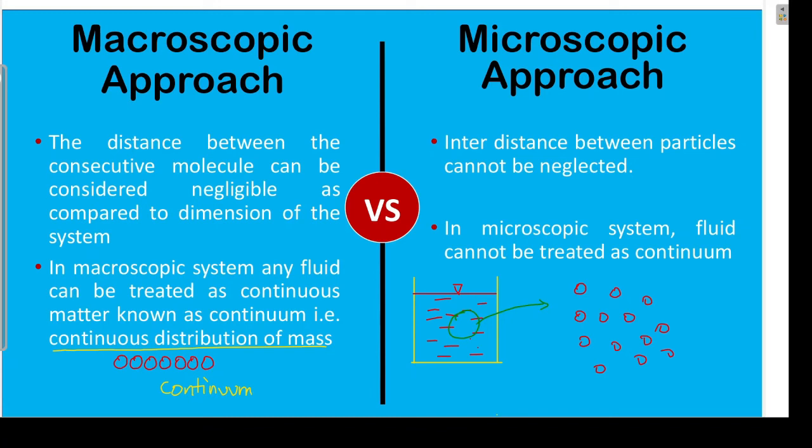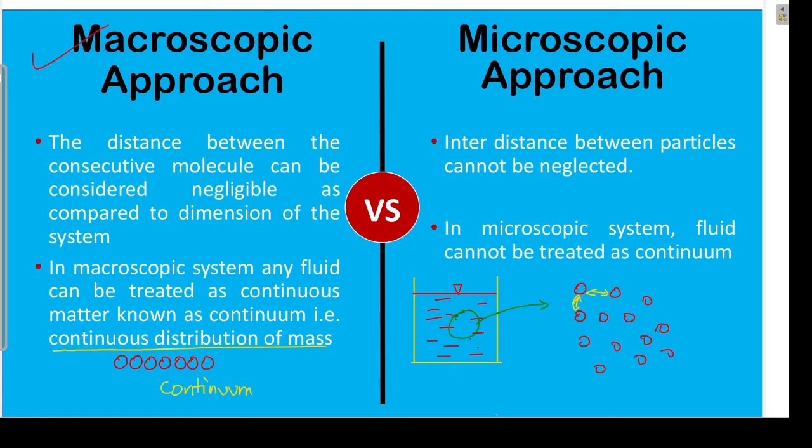While in the microscopic approach, we do not neglect the distance between the particles. We know that certain distances between the particles exist, and these distances we do not neglect in the microscopic approach. And here we cannot treat our fluid as a continuum or continuous matter. Now out of these two approaches, where we are considering the intermolecular distance and where we are ignoring it, which approach do we have to adopt? We go by the first approach, that is the macroscopic approach.